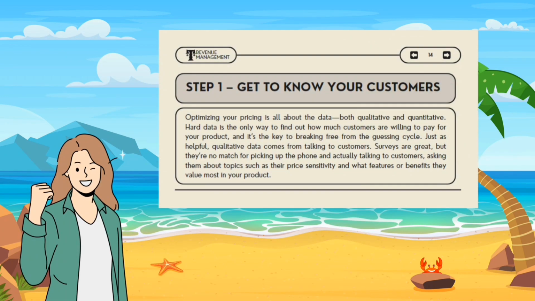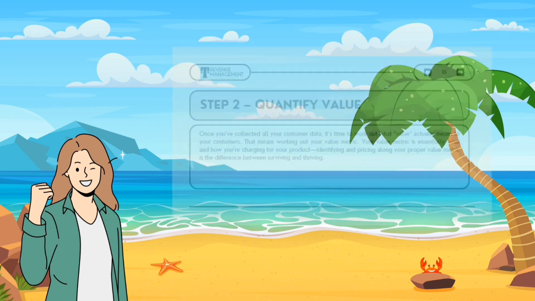Step 1. Get to know your customers. Optimizing your pricing is all about the data, both qualitative and quantitative. Hard data is the only way to find out how much customers are willing to pay for your product, and it's the key to breaking free from the guessing cycle. Just as helpful, qualitative data comes from talking to customers. Surveys are great, but they are no match for picking up the phone and actually talking to customers, asking them about topics such as their price sensitivity and what features or benefits they value most in your product.